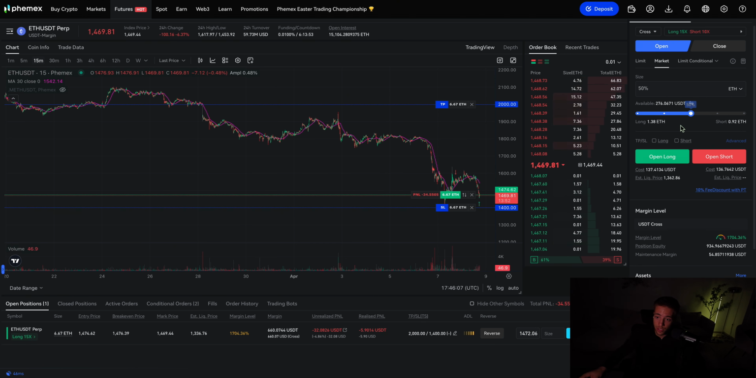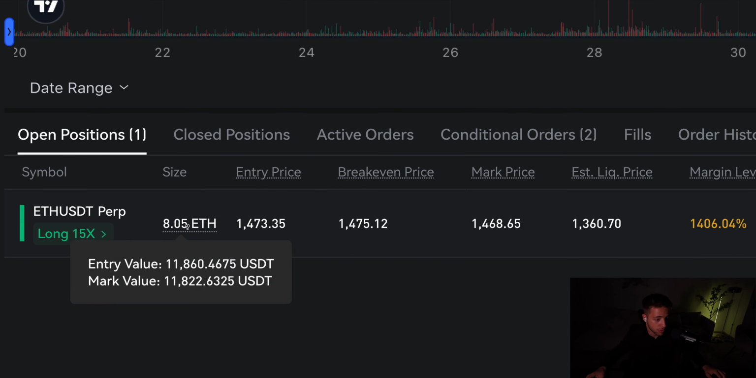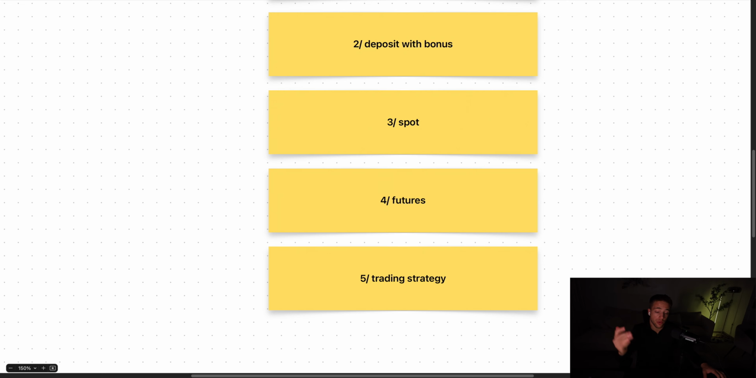As you can see, price is going down. I will increase the position a little bit, 15x. Okay, as you can see, the order has been fully filled. And right now, the size of the position, as you can see in this section, is 8.05 Ethereum, which is equivalent to $11,820.